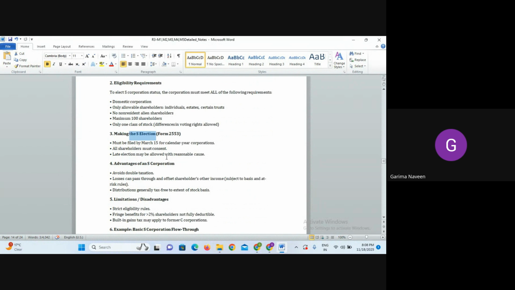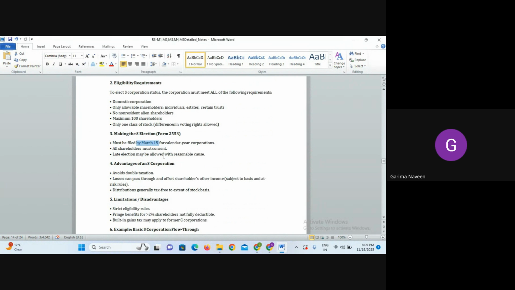Good. Next is making the S corporation election. If you want your entity to be considered an S corp, you have to file the election using Form 2553, which must be filed by March 15. If you want it to be considered an S corp for this year, you have to file this form by March 15. And 100% of the shareholders' consent must be there. So all shareholders must consent for a corporation to be elected as an S corporation.